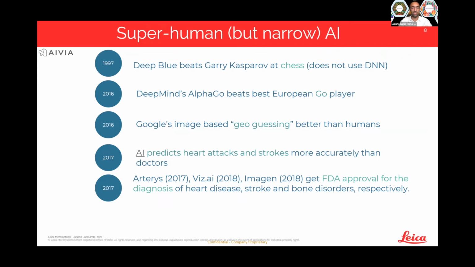That's very interesting, of course, very close to the heart of all of us here, as we are all in the life science space. So the people at Arteris, Viz AI, and Imogen managed to get FDA approval for their applications. There are several more in the meantime. These are for heart disease, stroke, and bone disorders. These are predictive measures, but there's more.